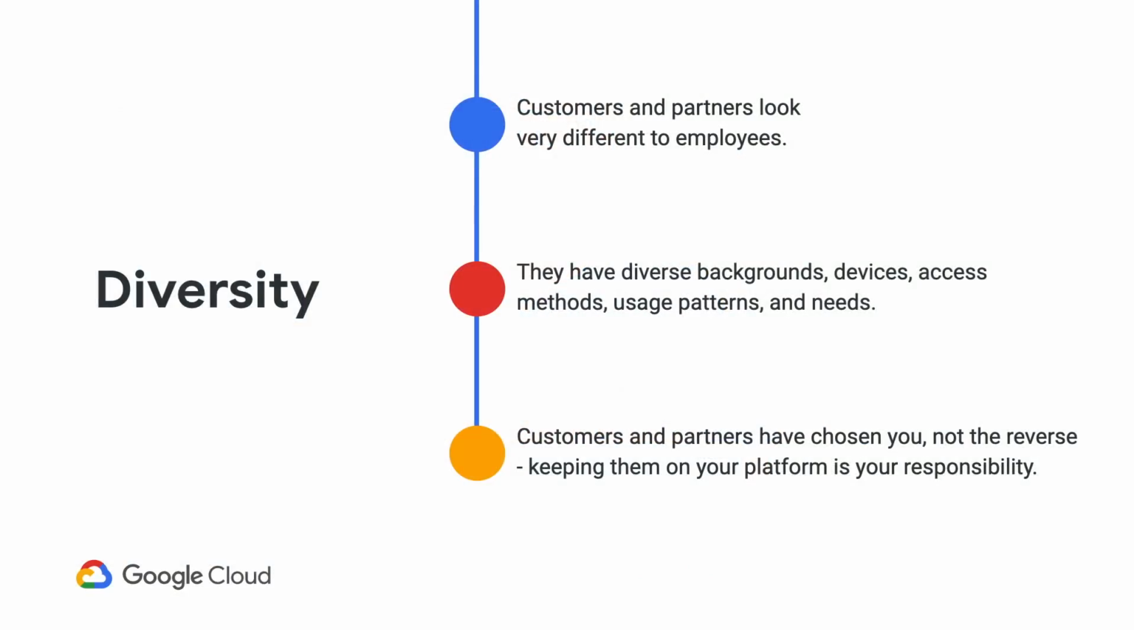And finally, diversity. Customers and partners, as I've spoken about already, look very different to employees. They're not just focused in a few geographic locations in big offices. They could be coming from anywhere. They could have diverse backgrounds, diverse sets of devices. Some people may have smartphones, the latest and greatest smart device. They may be using just feature phones that only have text message capabilities. They have different access methods and different usage patterns and needs.